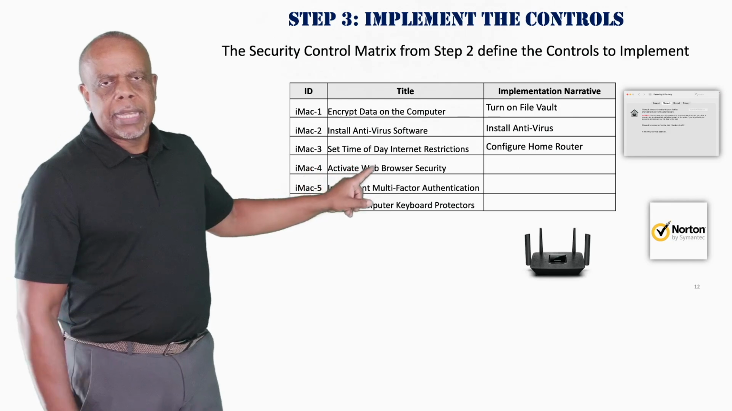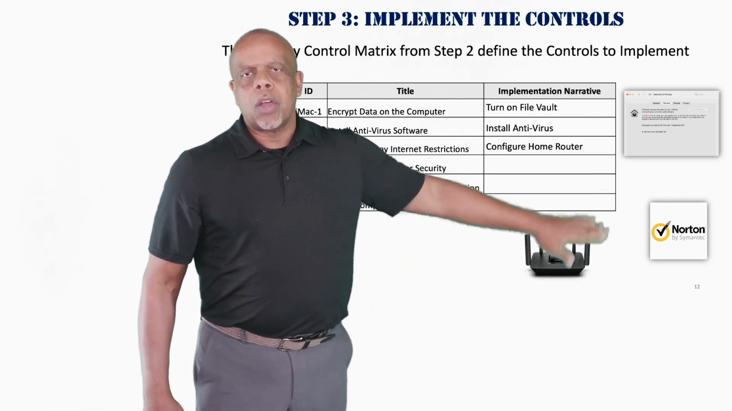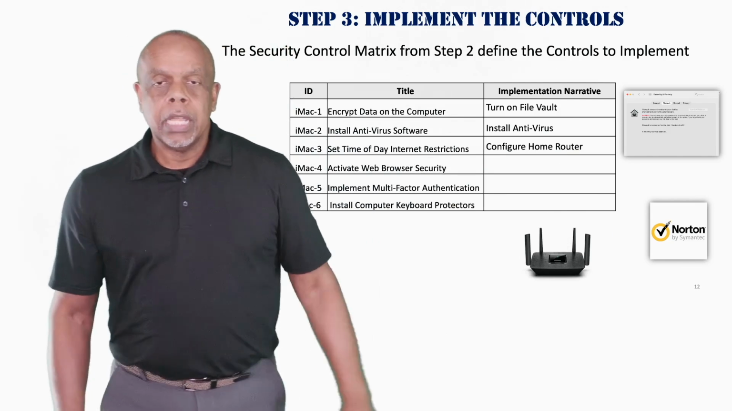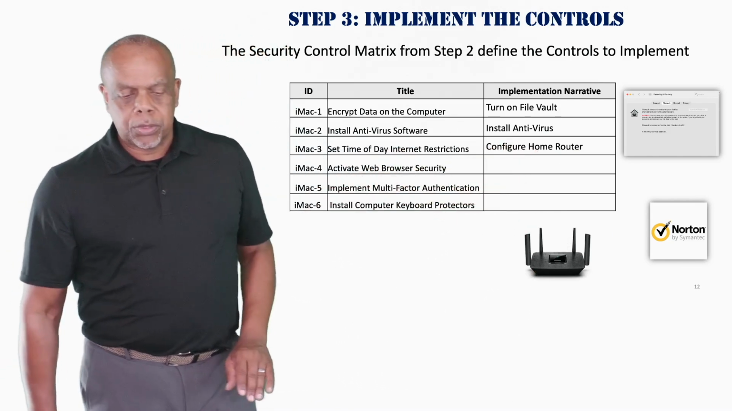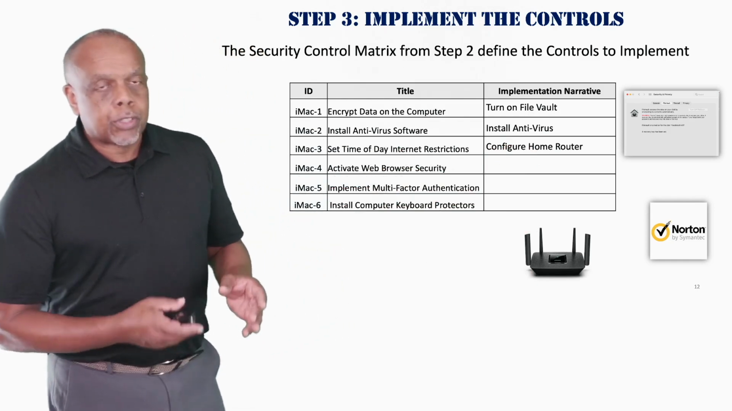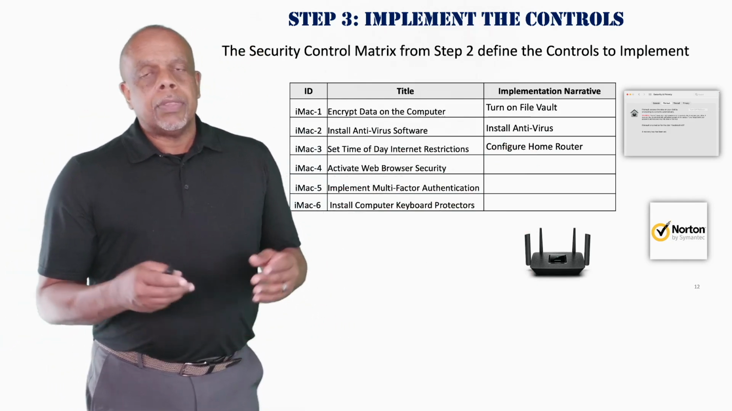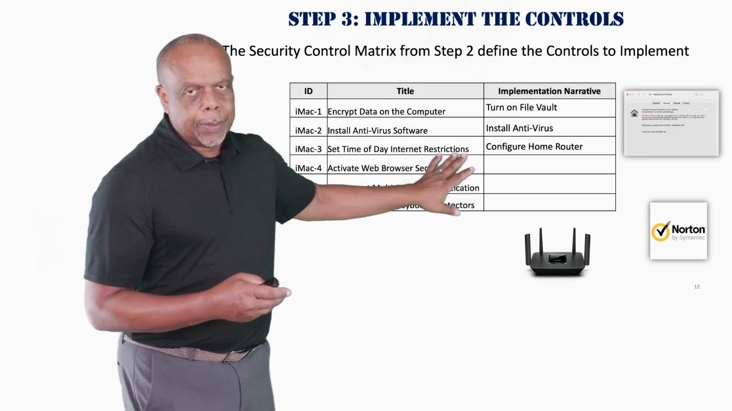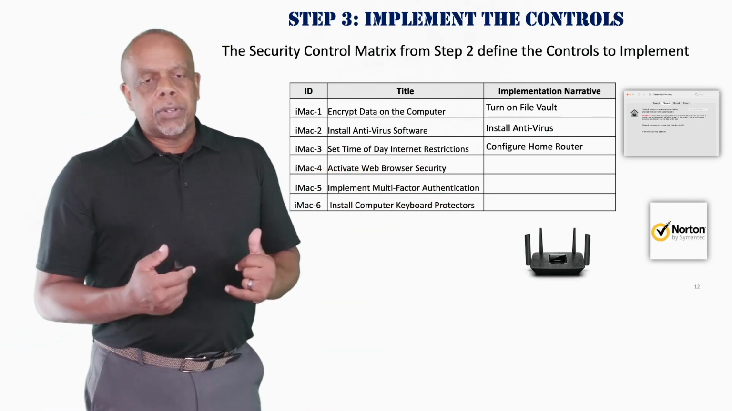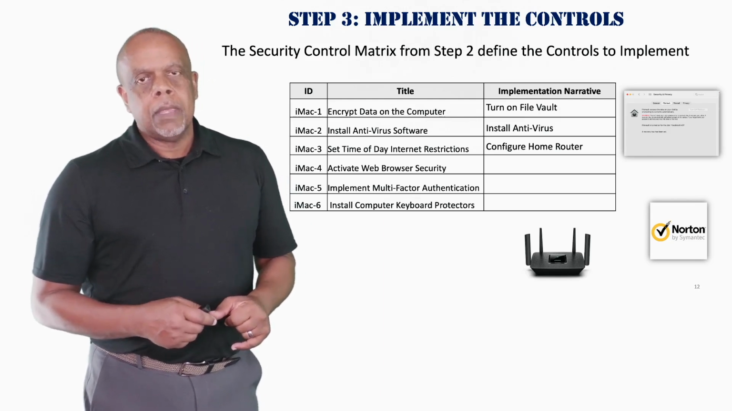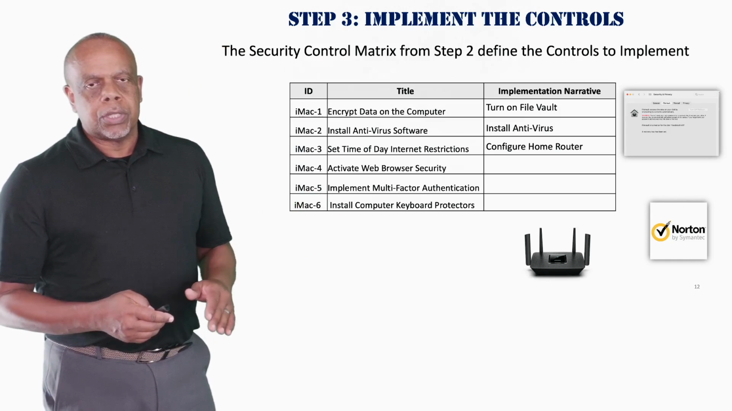Now look at iMac 3, set time of day internet restrictions. Now that's a router configuration setting. So within my router, I can actually set up time of day internet restriction. If you're not familiar with that, that means that for certain users, I can shut them down. So like the grandkids, because this was implemented because of that grandkids overlay, right? So I can have it that the internet's going to shut off at 10 o'clock, or 8 o'clock or whatever time. So now time of day restrictions on internet usage.